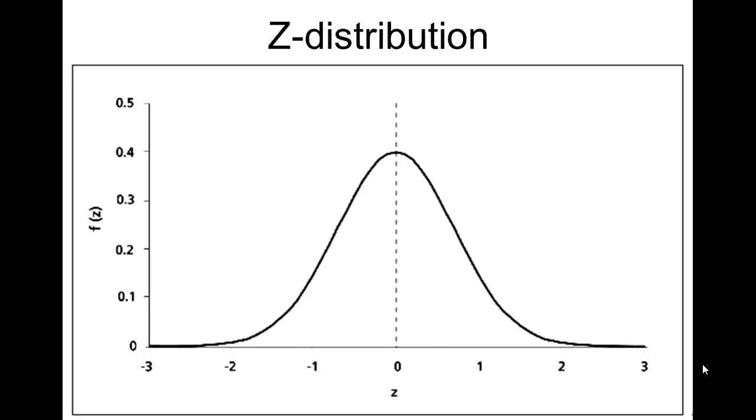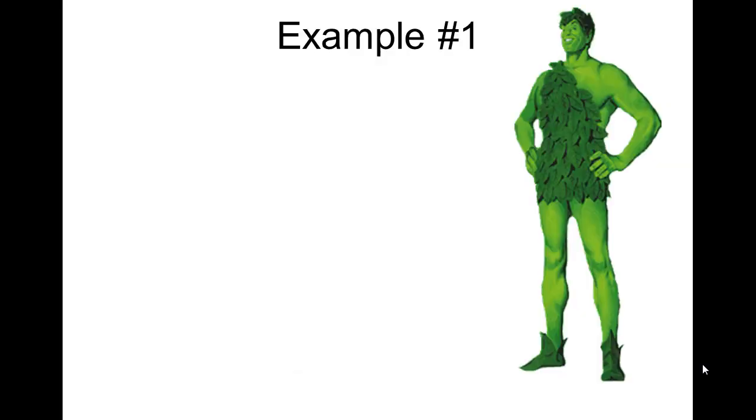This is a z-distribution. We're going to look at many different distributions this semester. Each different statistical test that we learn has its own specific distribution. And the z-distribution is essentially what it would look like if you graphed z-scores, and it always has a mean of 0 and a standard deviation of 1.